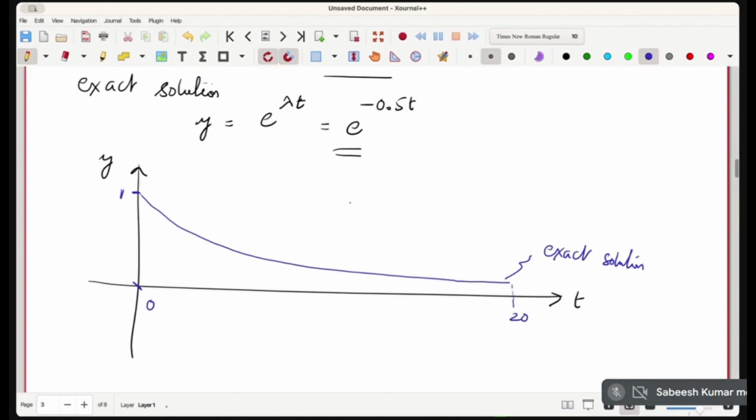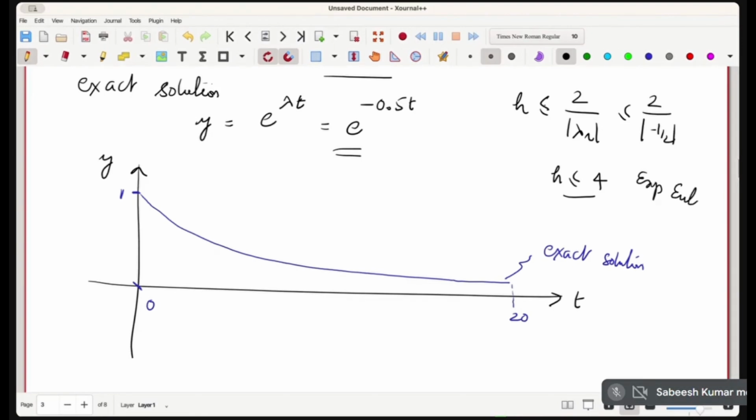Now, for this particular problem, what is the maximum h we can take? h should be less than or equal to 2 by modulus of lambda r. That means less than or equal to 2 by modulus of minus 1/2, so h should be less than or equal to 4, right? If I take any value less than 4, then my explicit Euler method is going to give me converged values. Let us say I take h equals 1. Then my solution is going to look very close to this one, something like this. So this is the solution for h equals 1.